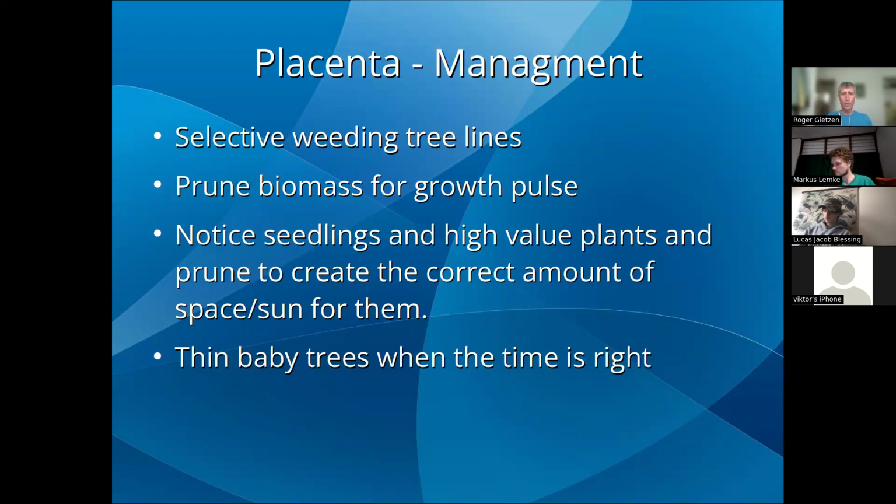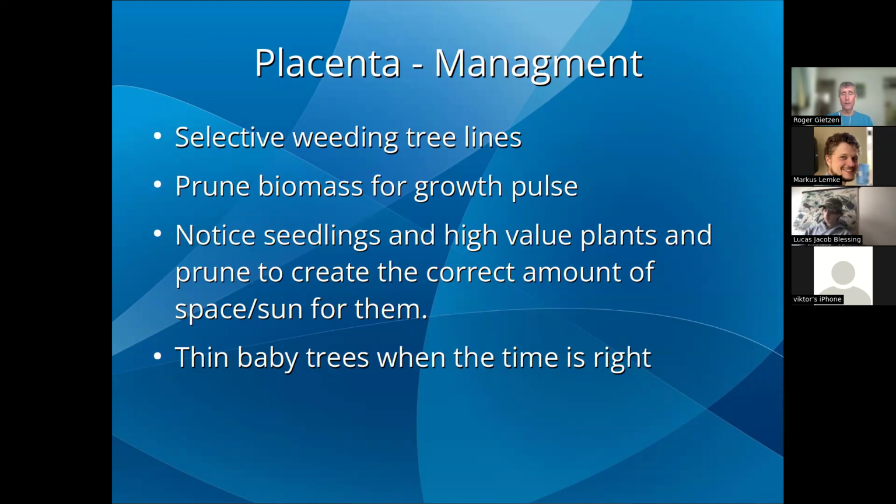So let's go into a little bit more detail. If you have just planted a system, you have a placenta phase and you need to manage it. So we're going to do things like selective weeding the tree lines. The trees are very small at this point. They can't tolerate competition. We're going to be pruning the biomass that we've grown to create a growth pulse. We're going to be checking occasionally on the seedlings and other high value plants and making sure they have enough sun and space for them.